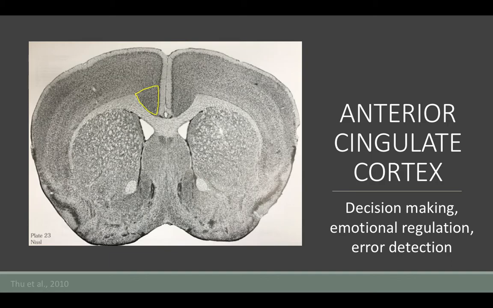Moving on to the region that we had said was part of this prefrontal cortex, the anterior cingulate cortex. So this is involved in these higher cognitive functions. We've got decision making, emotional regulation, and error detection. This is what the anterior cingulate does. And you can see here in yellow, this is where the anterior cingulate cortex is located, right above the corpus callosum.